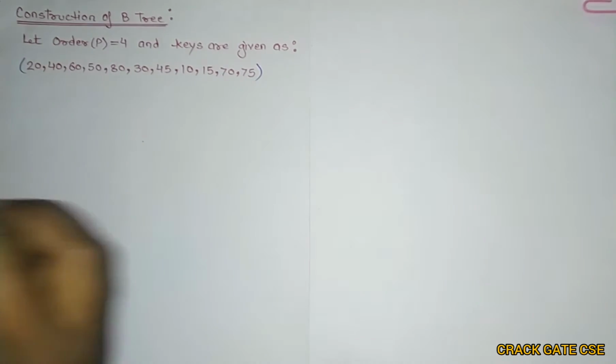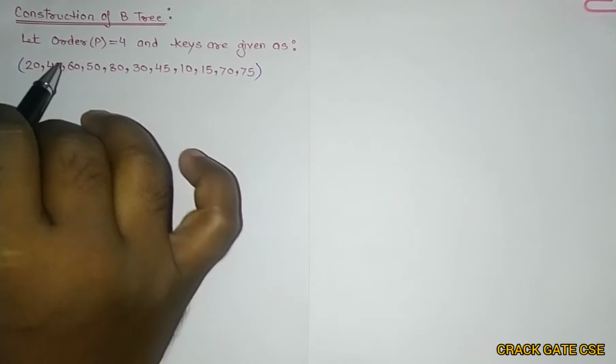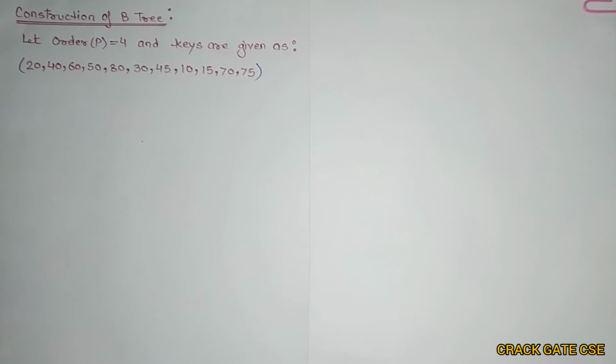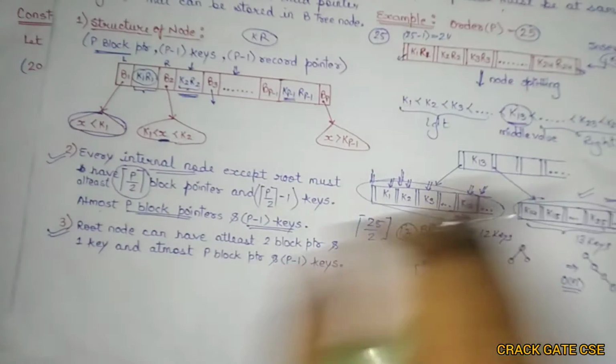Today we'll be understanding how you can construct a B tree if you are having some raw data like order and keys. We know that for constructing a B tree there are some properties that should be followed, which I discussed in the previous video.